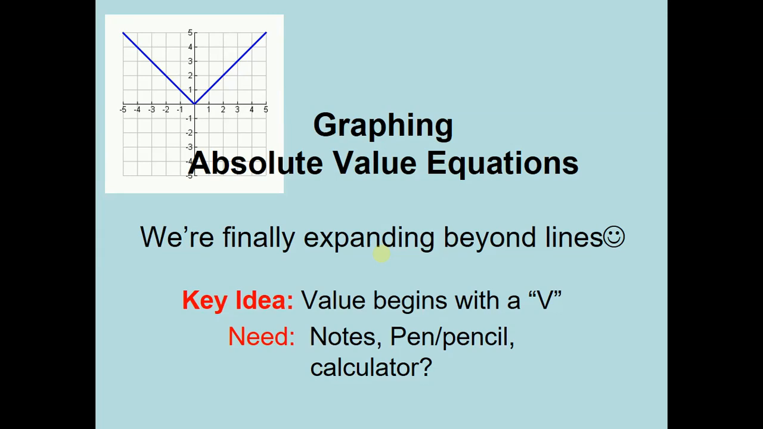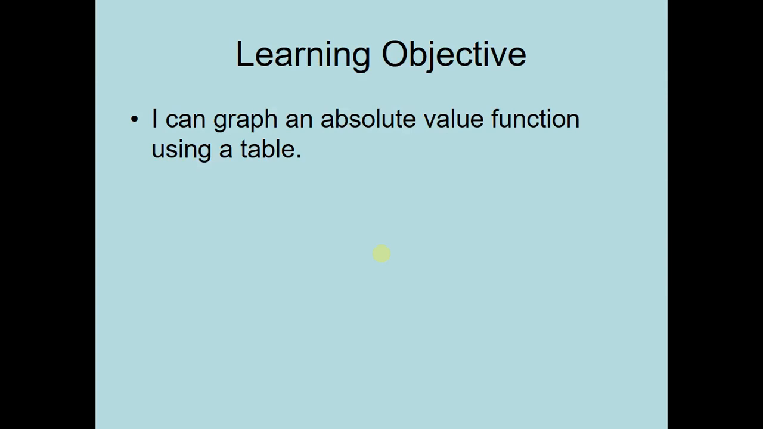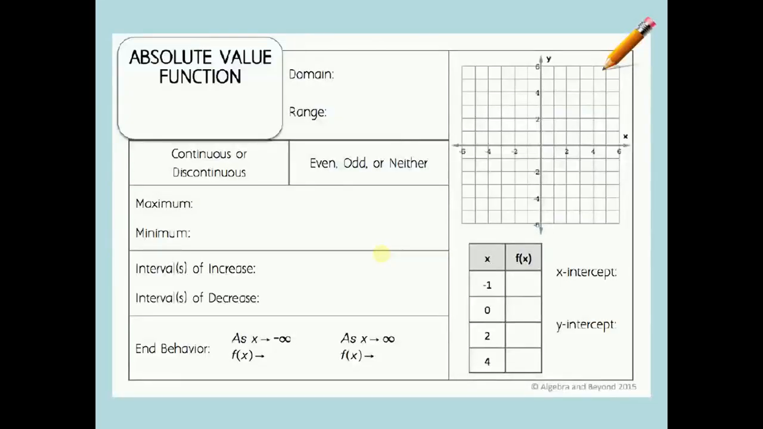Yay! What you're going to want to have today: notes, that graphing notebook you bought, pen, pencil, and you may need a calculator to do some simple math today. Your learning objective: I can graph an absolute value function using a table. You're also going to want that foldable you got in class.